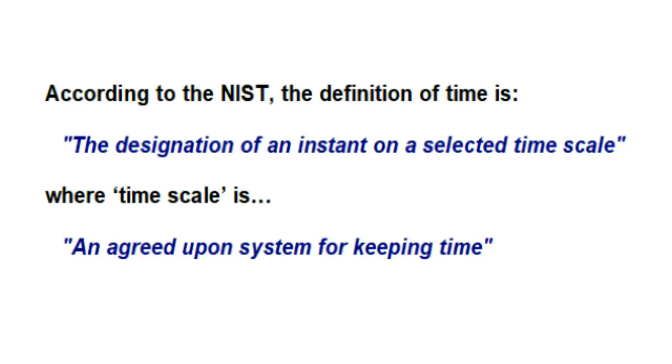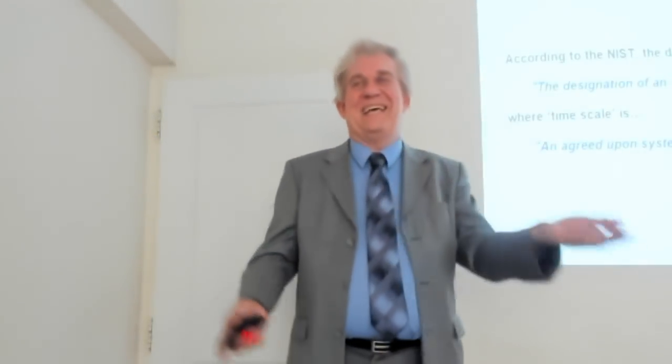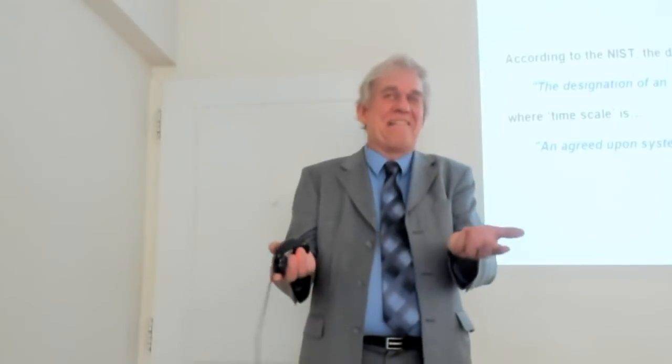Okay, time, what is time? Well, we don't have any idea what time is. According to the NIST, the definition of time is the designation of an instant on a selected time scale. What is the time scale? An agreed upon system for keeping time. So we made a circle. That's how these things work, okay?